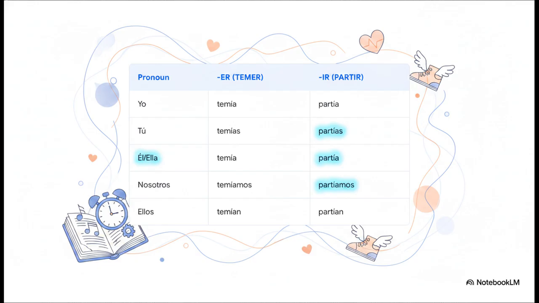If you can just remember aba for AR verbs and ia for ER and IR verbs, you've pretty much just unlocked the vast majority of verbs in the Spanish language for past tense storytelling. It's a total game changer.